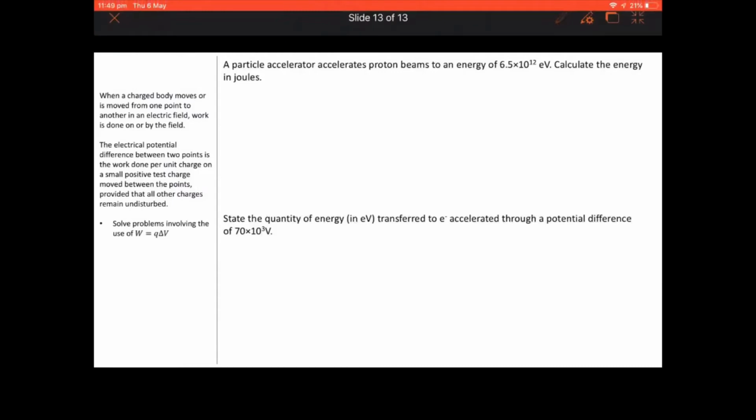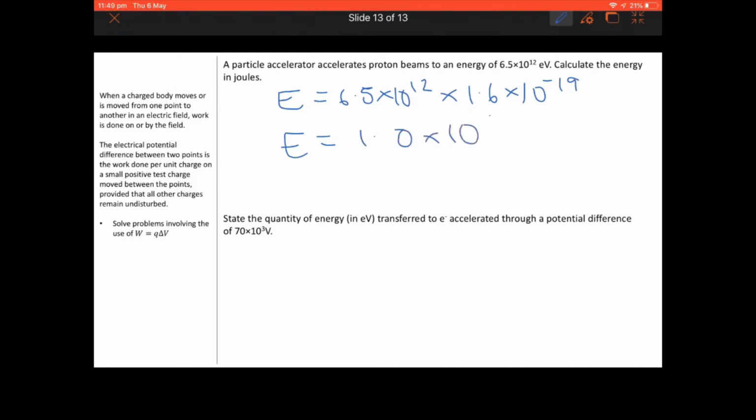So a quick example: a particle accelerator accelerates proton beams to an energy of 6.5 by 10 to the 12 electron volts. Calculate the energy in joules. Energy in joules is going to be 6.5 by 10 to the 12, and we're multiplying by 1.6 by 10 to the negative 19 because we're going from electron volts to joules. This is going to be 1.0 by 10 to the negative 6 joules.